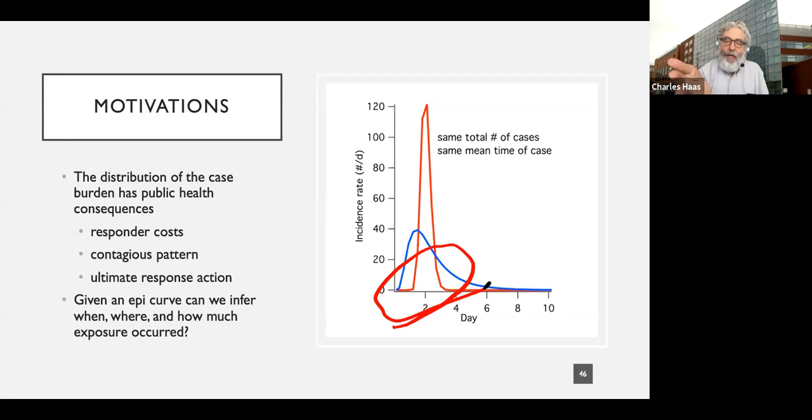But we obviously know, and this is the whole flatten the curve issue, that the distribution of the case burden has public health consequences to responders, to the pattern of contagion, in the case of COVID-19, to overwhelming the healthcare system, and to the ultimate response action that can be taken. So there are two questions. If we have an epidemic curve like this, can it be used to help inform a dose response model? Or can we modify our dose response models to predict the time at which disease would actually occur?